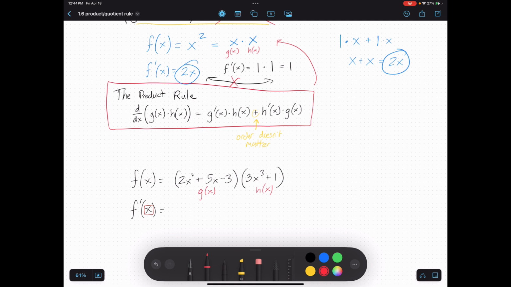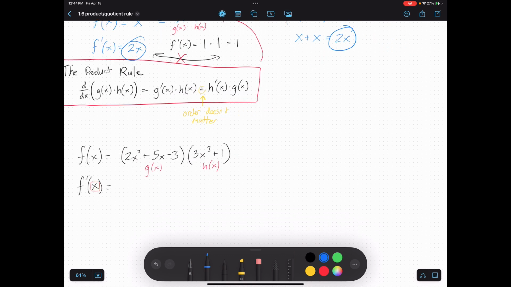But because I'm working with two polynomials, I actually have another option. I could also just multiply these two functions together using my foiling method, right? Where I just multiply every single term together. And if I do that, I'm going to get 6x to the 5th plus 15x to the 4th minus 9x cubed plus 2x squared plus 5x minus 3.